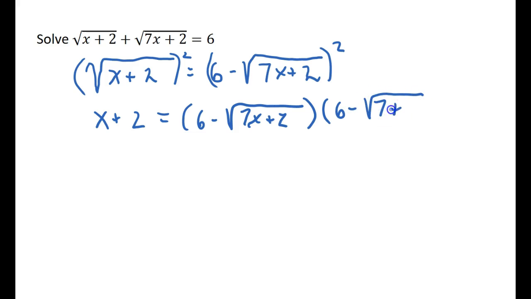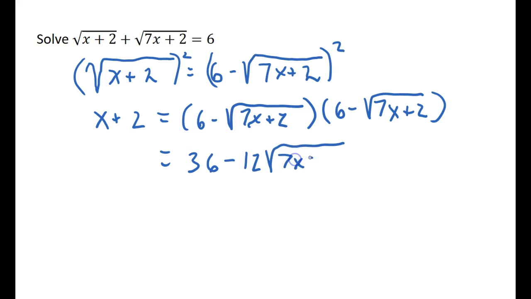And we're going to do FOIL. Okay, so 6 times 6 is 36. I get a negative 6 radical minus another 6 radical is minus 12 radical 7x plus 2, and then radical times a radical gives me 7x plus 2.